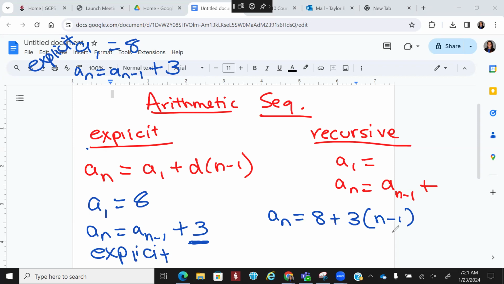Now, you're going to want to simplify this. You want to expand it as much as you possibly can. So we're going to write that out, and we're going to say 8 plus 3n minus 3. And we see that 8 minus 3 is 5. So we'll get a sub n equals 5 plus 3n. Any questions over that one? So they gave us the recursive formula, and we went to the explicit.